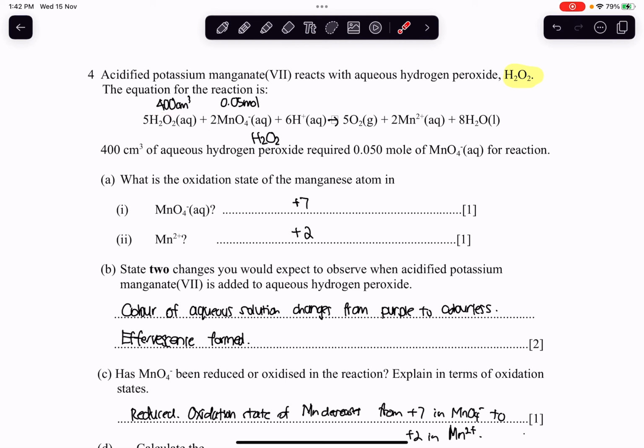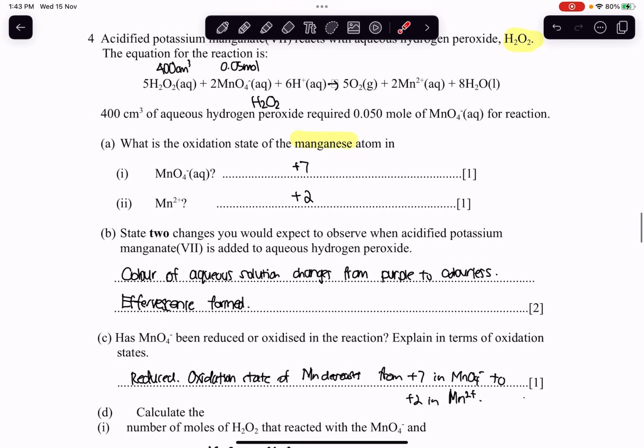What is the oxidation state of the manganese atom? So your Mn, if you calculate, remember it's always +7 in MnO4-, and in Mn2+ it is +2. Just take the charge. And remember the sign goes before the number for oxidation state.